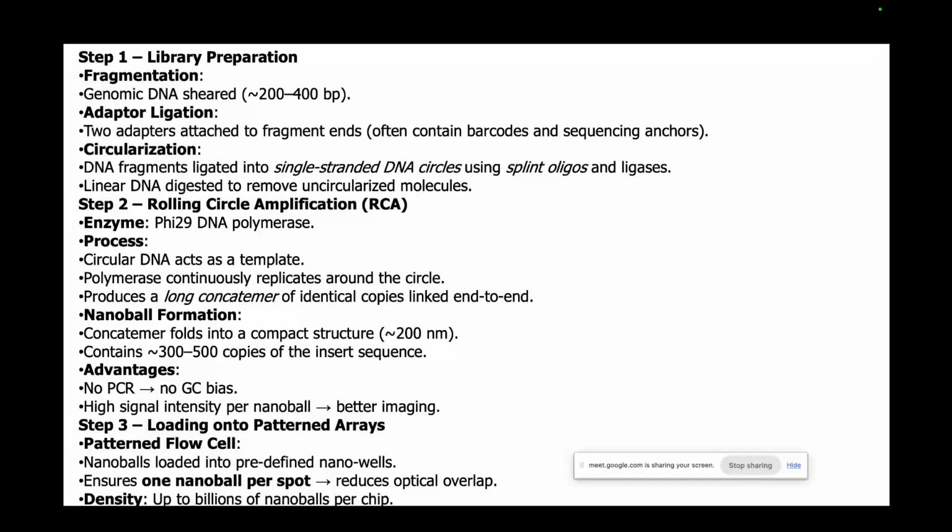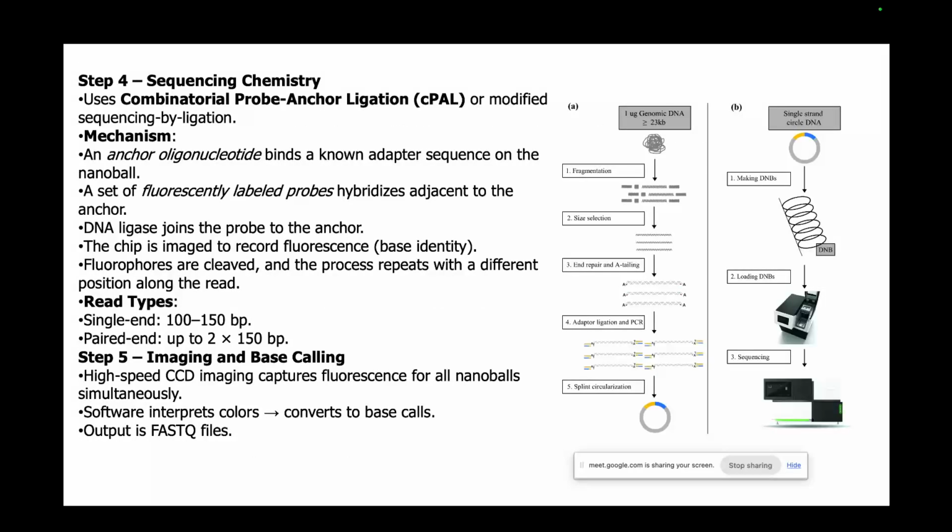Okay, and if you consider the density of the flow cell, it can go up to billions of nanoballs per chip. So the parallelization is massive, right? So you can sequence billions of reads of DNA in parallel. Okay, so that would be the third step.